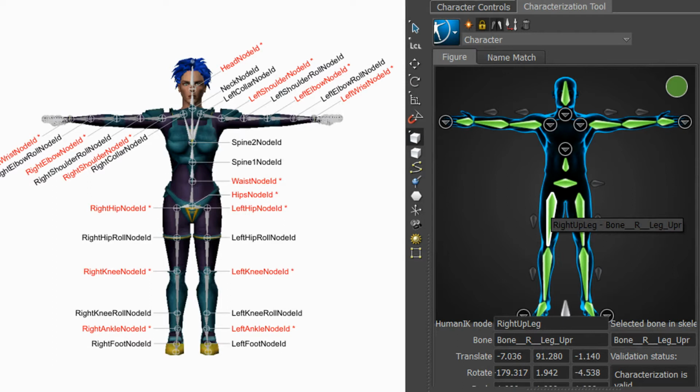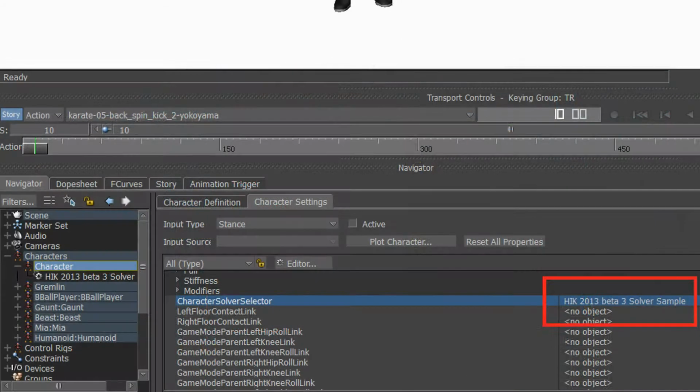Also, when you buy or evaluate HumanIK, you get access to the exact same version of the MotionBuilder plugin so that you get the exact same solving in both MotionBuilder and your runtime. So basically, what you see in MotionBuilder is what you get in your runtime.